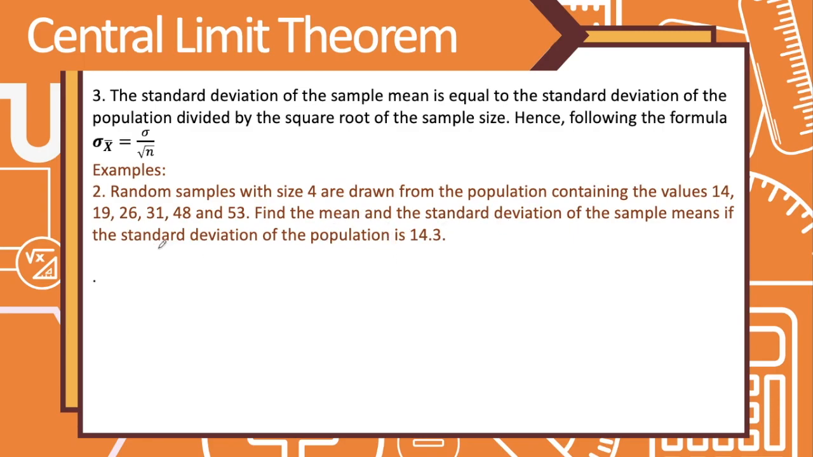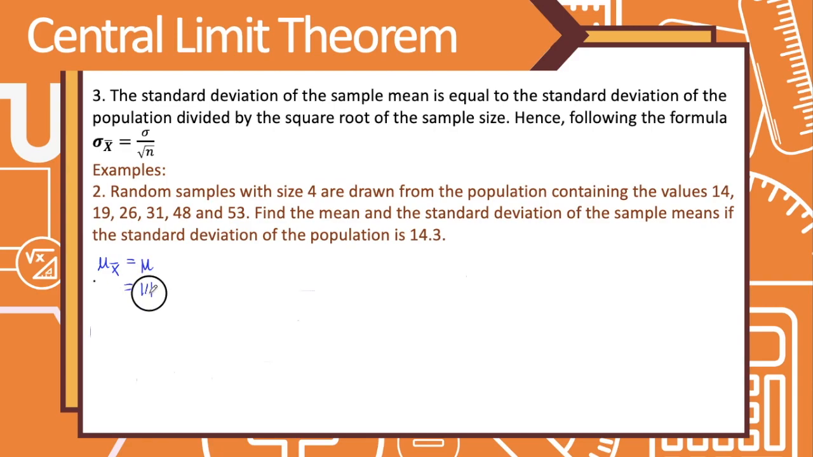So to solve for the mean of the sample means, again, we will be using the property of the central limit theorem wherein the mean of the sample mean is equal to the population mean. So the population mean is not stated in the problem. However, the values of the population are given. So instead of doing the sampling distribution, we can just get the average of the population or the mean of the population.